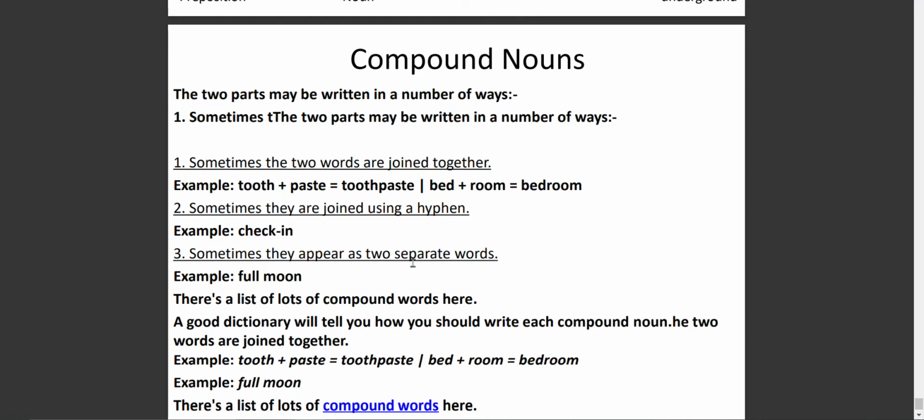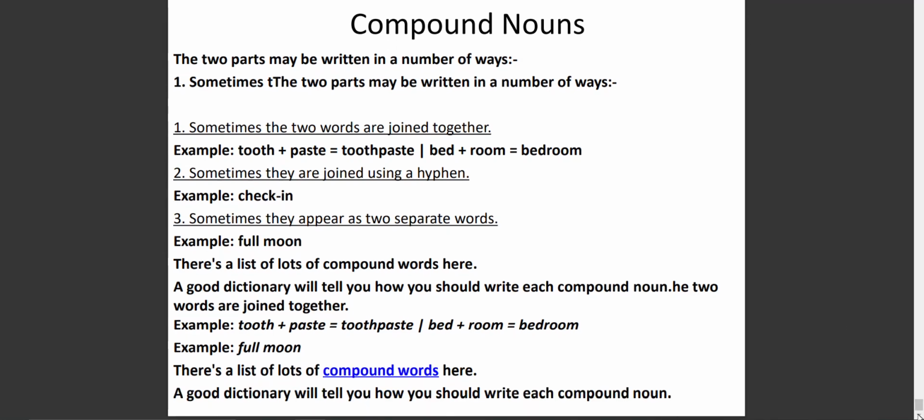Right? There is a list of lots of compound words here. A good dictionary will tell you how you should write each compound noun. Here 2 words are joined together. Example, tooth plus paste, toothpaste. Bed plus room equals bedroom. Example, full moon.